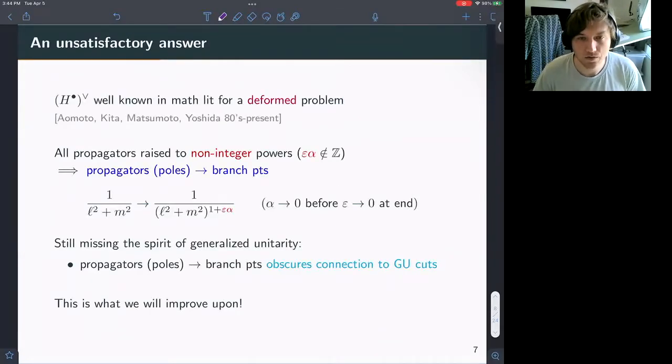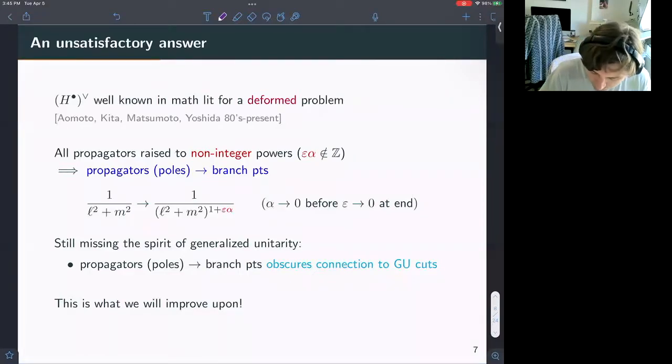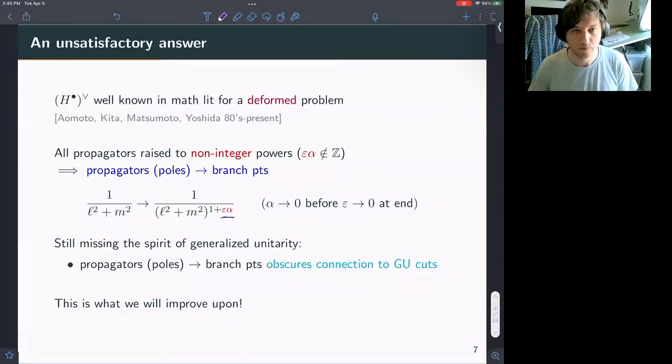There is a sort of unsatisfactory answer. It turns out that this dual space is well known in the math literature for a deformed problem. The deformed problem is when all the propagators have generic indices or generic powers. So essentially, we have to deform our Feynman integrals, take all of these propagators that are poles, and change them into branch points. So we add this power epsilon times alpha for alpha generic. And this does work, but it's sort of missing the spirit of generalized unitarity in the sense that this transition from propagator poles to branch points obscures the connection to generalized unitarity cuts, and this is exactly what we want to improve on.